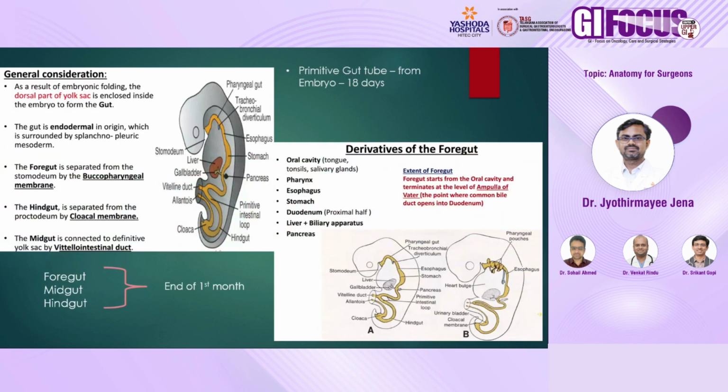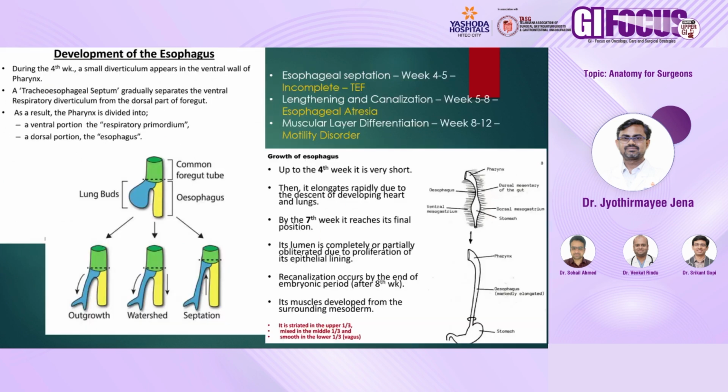Esophagus develops from the primitive gut tube, which forms at around 18 days of the embryo. At the end of the first month, it divides into foregut, midgut, and hindgut. Esophagus develops from the foregut. During development, the respiratory system and the foregut esophagus develop from a common foregut tube. The septation occurs at around 4 to 5 weeks, and incomplete septation can lead to tracheoesophageal fistula.